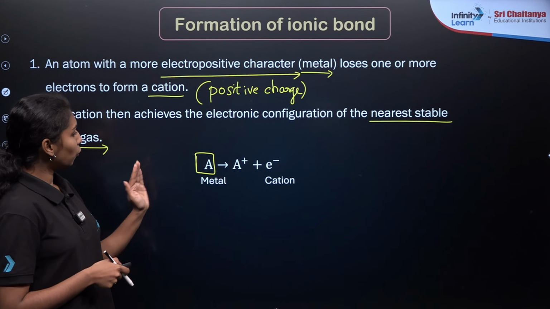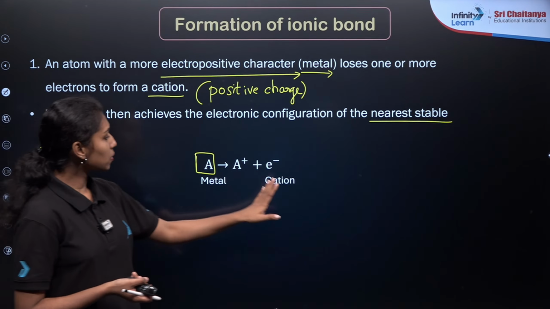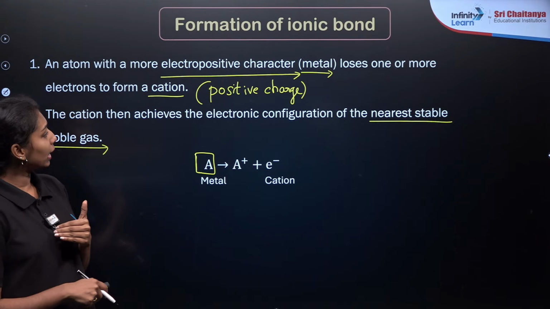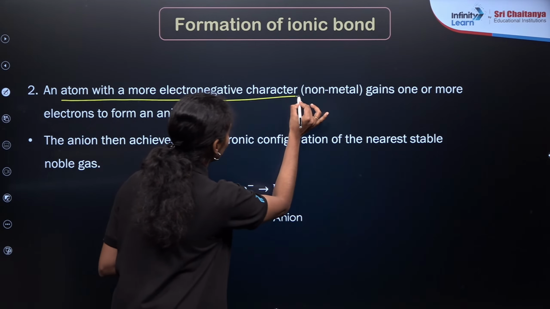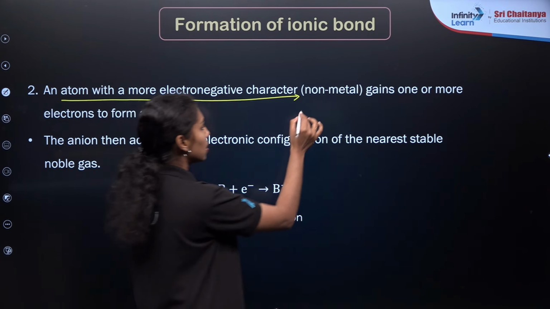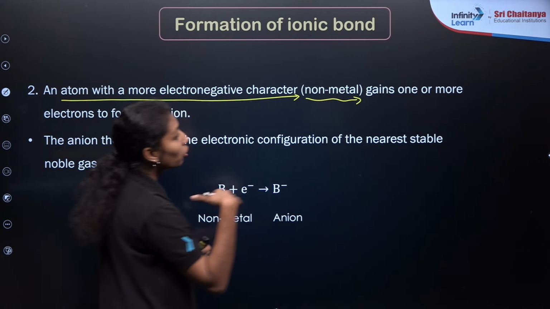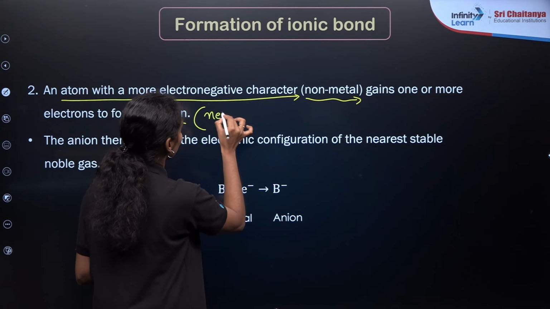I hope you understand the formation of cations, or the formation of ionic bonds in terms of the cation. Now let us see the electronegative element. An atom with more electronegative character has the tendency to gain electrons. Those elements are known as non-metals. So they gain one or more electrons to form the anion. Anion means they will have a negative charge.